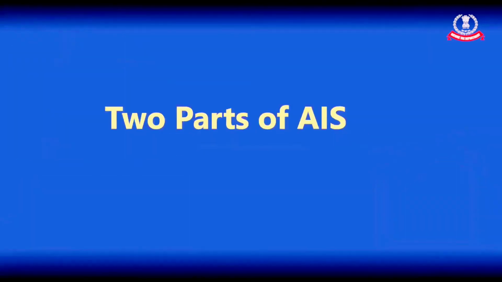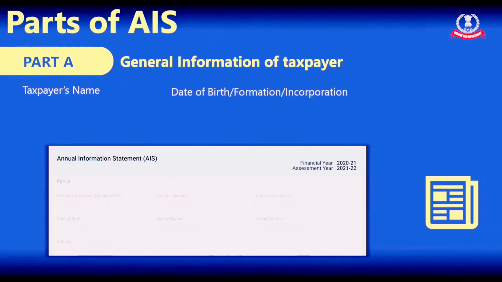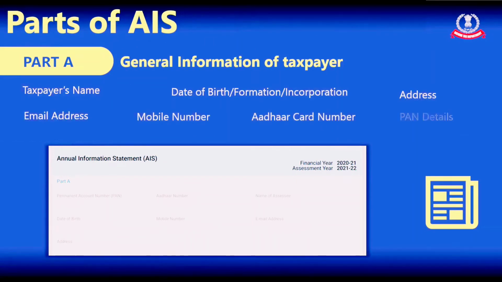There are two parts of AIS. Part A contains general information of the taxpayer like the taxpayer's name, date of birth, address, email address, mobile number, Aadhaar card number and PAN details.